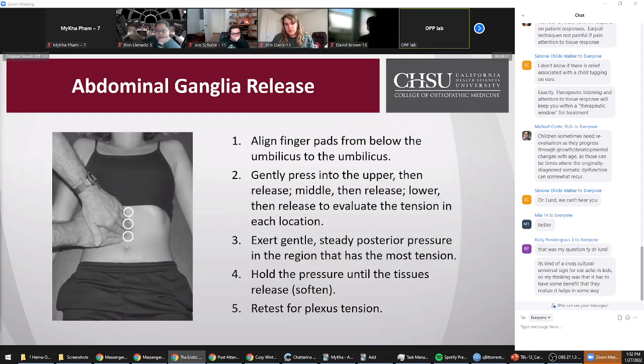The abdominal ganglia release. Remember the abdominal ganglia, the celiac, superior mesenteric and inferior mesenteric, are above the umbilicus. And all you're doing there is finding tightness. Okay.